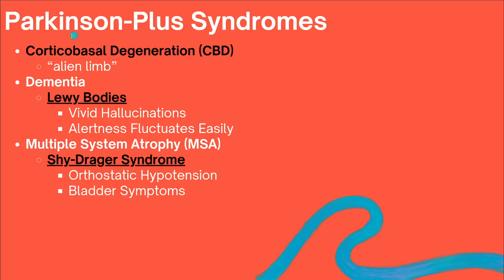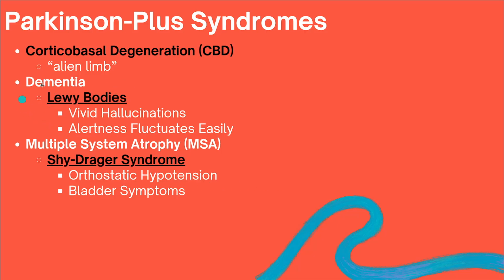So here we have the Parkinson plus syndrome. The Parkinson plus syndromes mimic Parkinson's, but they have added symptoms. For example, corticobasal degeneration has an alien limb, so it's similar to hemiballismus, where your arm suddenly moves on its own or flings upwards.